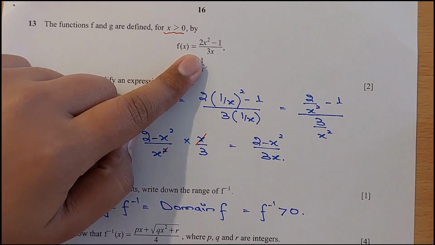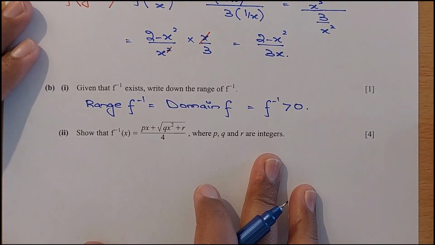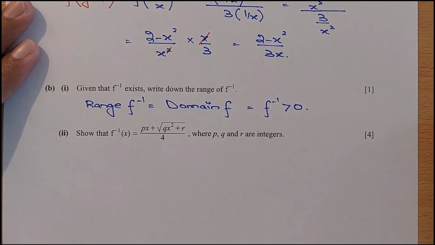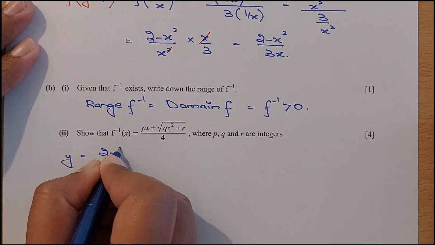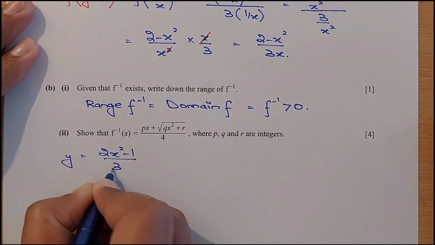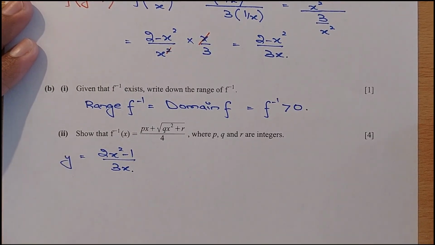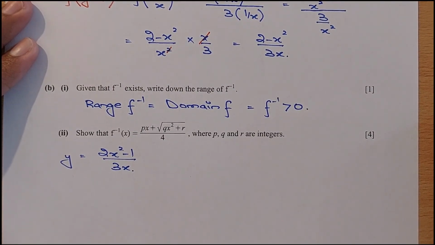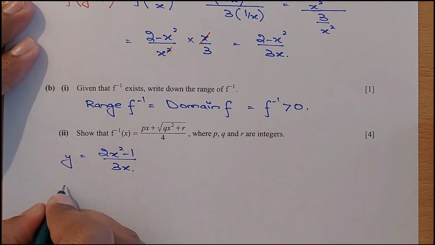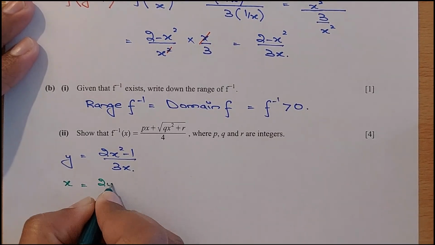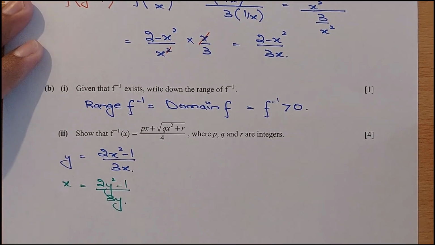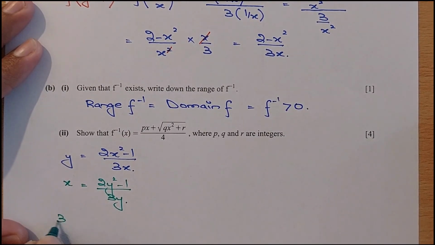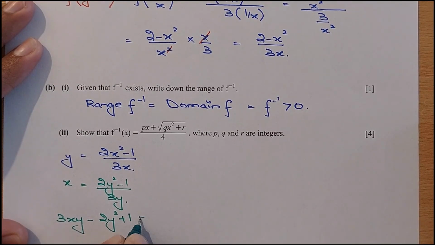Okay, so this is f of x. So let me solve for f inverse of x. The first step, we need to substitute f of x equals y. So y is equal to 2x square minus 1 over 3x. Now in the next step, we need to replace the variable x with y and y with x. So this is x equals 2y square minus 1 over 3y. Now let me do the cross multiplication. So 3xy minus 2y square plus 1 equals 0.